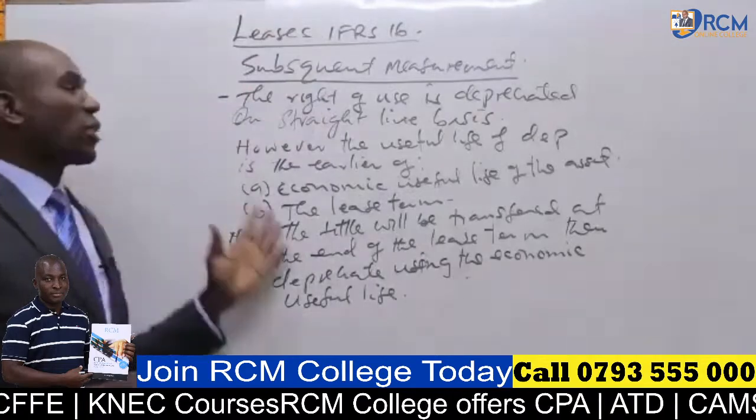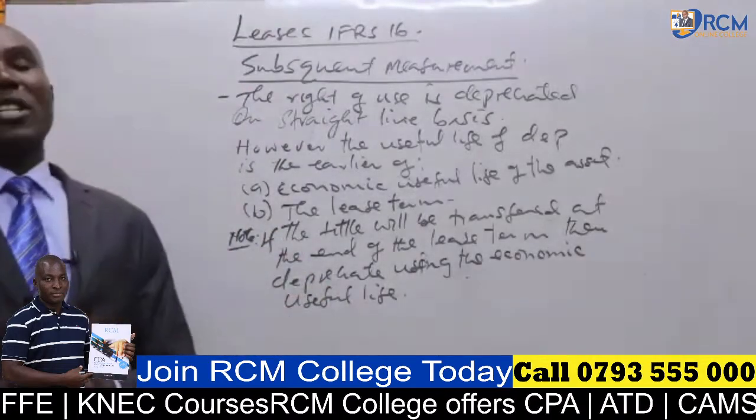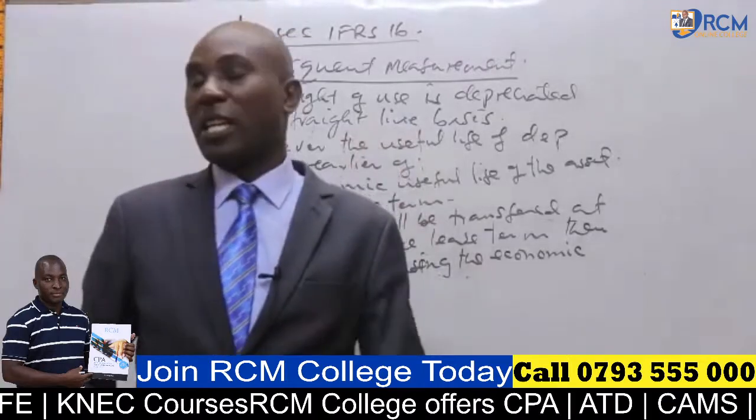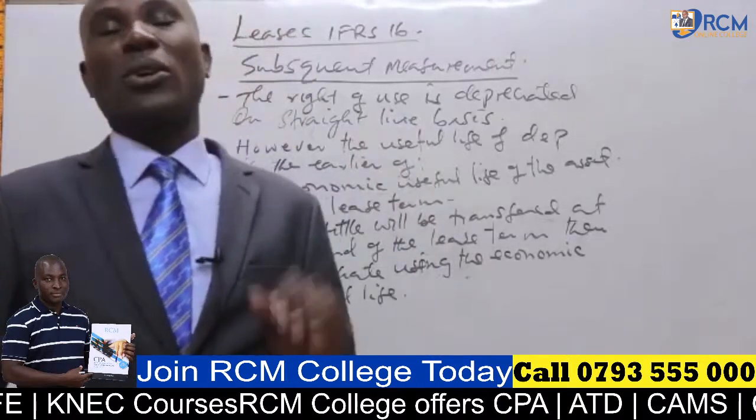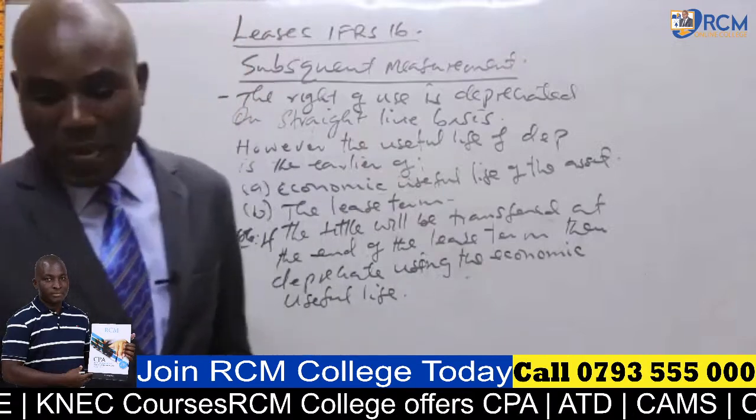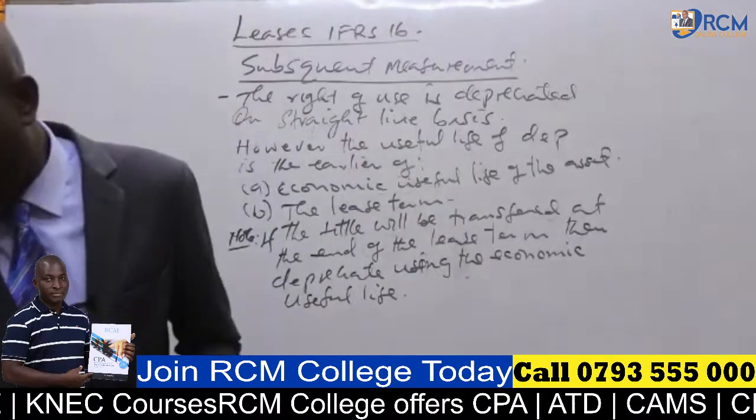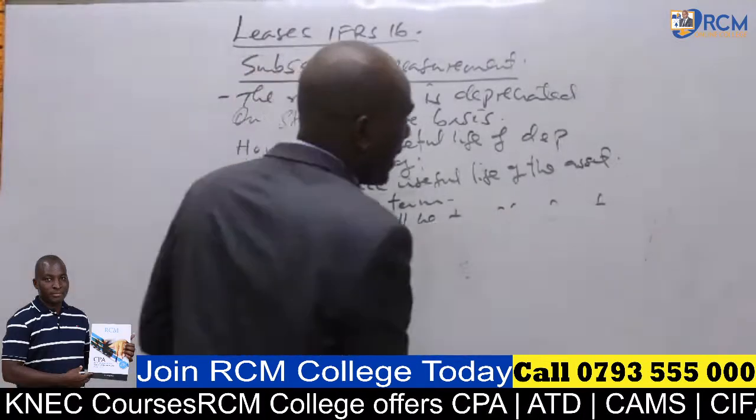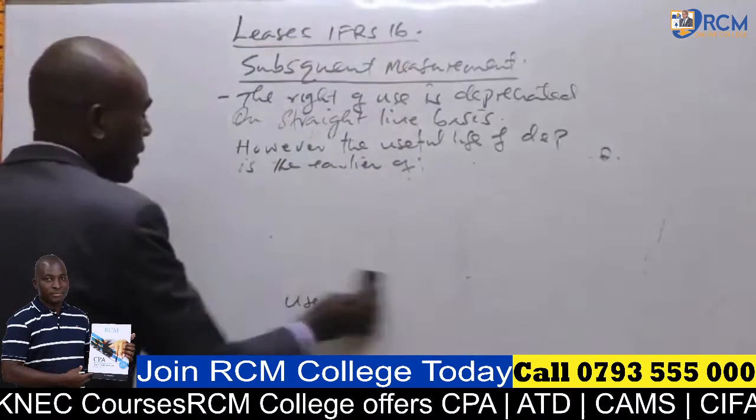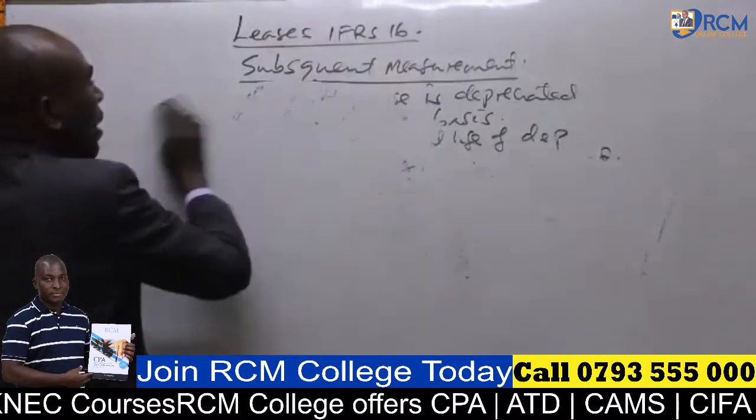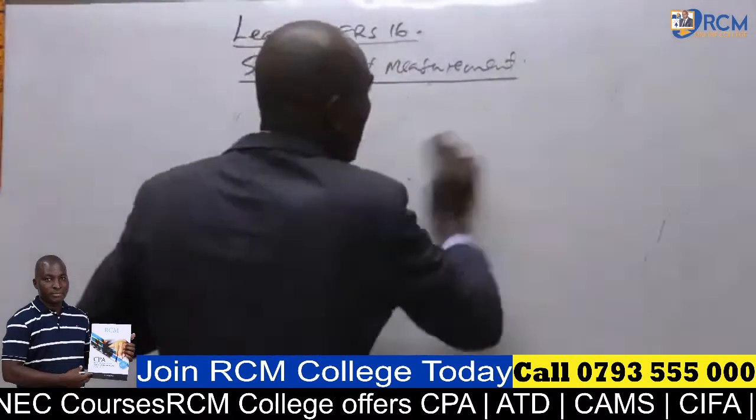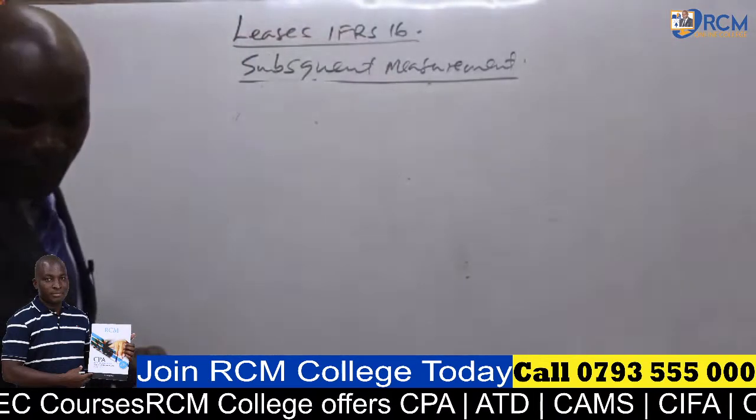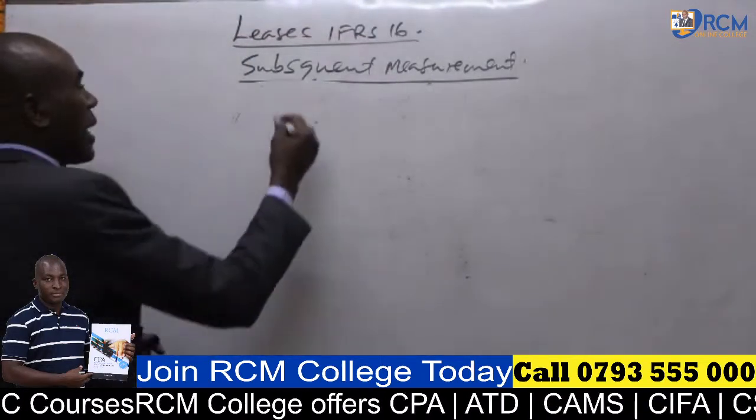Now, that is the right of use on subsequent measurement. The right of use, we have said, we depreciate on a straight line. Then what about the lease liability? How do we measure the lease liability on subsequent measurement?